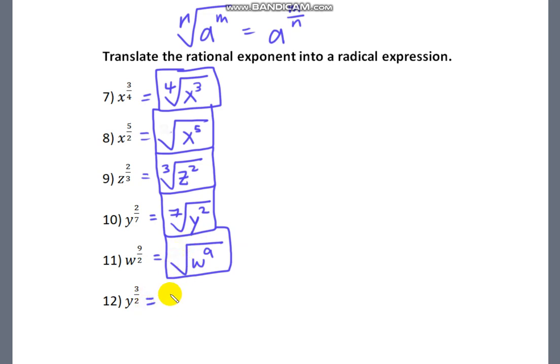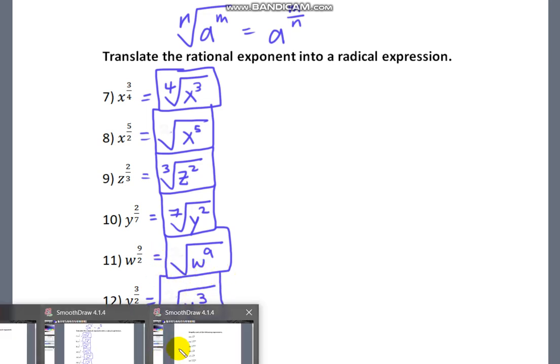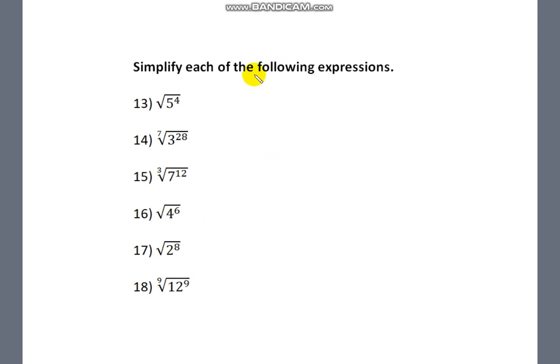And then this one. Do the same thing. So basically the 2nd root, or in other words, the square root of y cubed. And what's going to happen is the 2 will vanish. Wow, so cool. All right, show you a few more examples. Simplify each of the following expressions here.